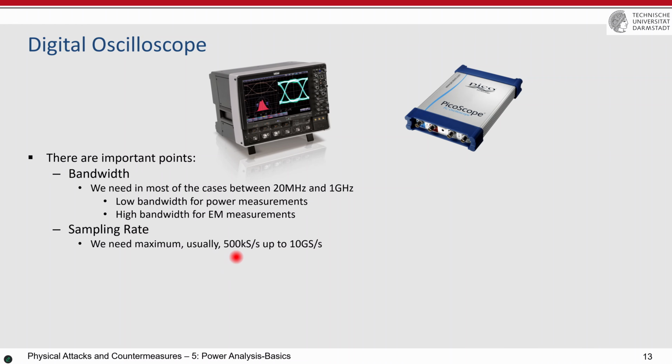Something like 1 mega sample per second or 500 kilo sample per second, depending on the bandwidth, depending on the clock frequency of the device that you want to measure. And up to 10 giga sample per second is enough. Again, 10 giga sample per second for EM measurements, and a low sampling rate for the power measurements. Sampling rate is clear, it means how many points are sampled per second, the speed. And another one is the sampling memory. I explained this for you, that they are usually based on SRAM.